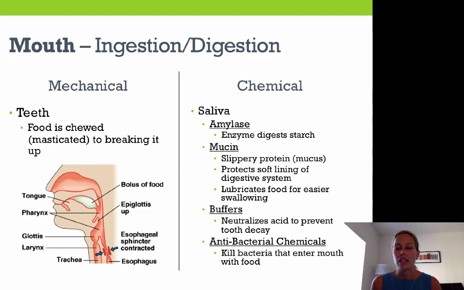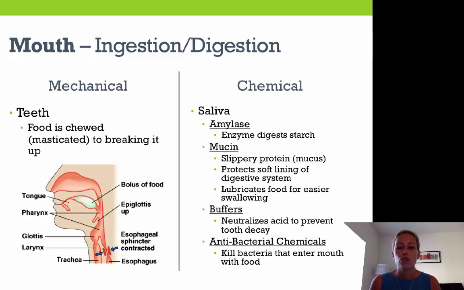The enzyme amylase, we know it's an enzyme because it ends in the suffix ase. So anytime you see ase, you know you're going to be dealing with an enzyme. So saliva has the enzyme amylase in it, and it's designed to digest starches. And remember that starches are carbohydrates, so we start to digest carbohydrates right away. As soon as carbohydrates enter our mouth, our body has already started to break those carbohydrates down.